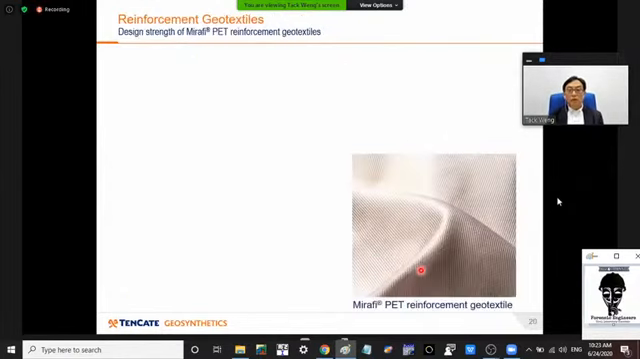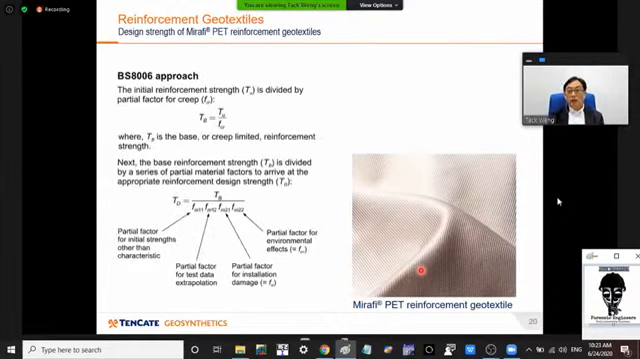What is used typically as reinforcement to the embankment? The most popular is woven polyester, and the reason for that is it gives the most economical design strength in relation to the requirement of the tensile strength.